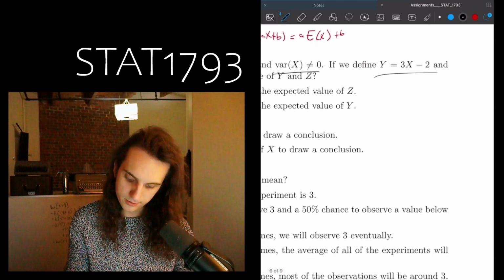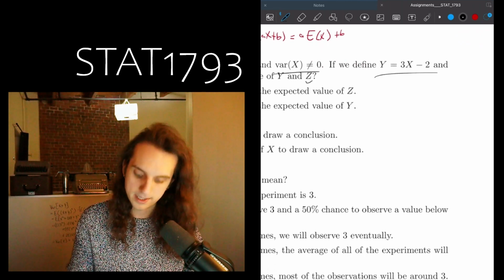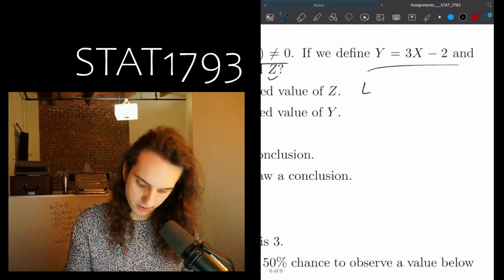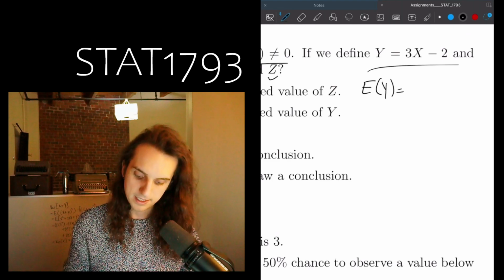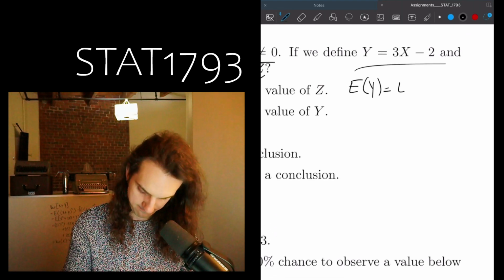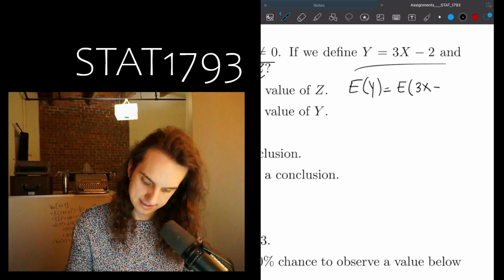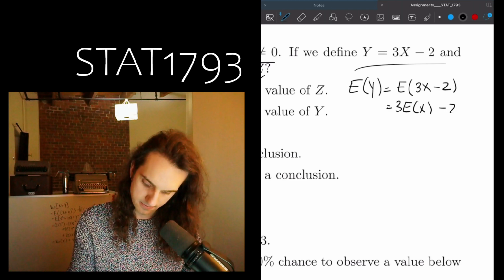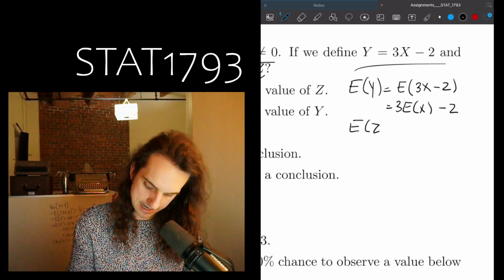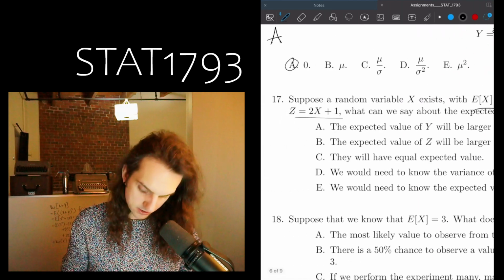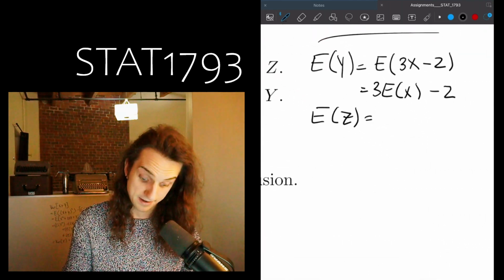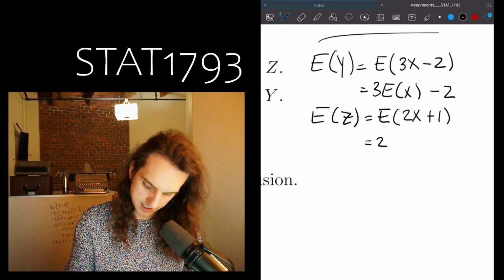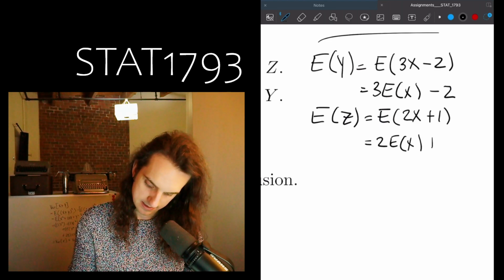Well, in this case, we can actually work this out, right? Or sorry, y and z, not y and x. So the expected value of y is going to be the expected value of 3x minus 2. Right, this is ax plus b. So that's 3 times the expected value of x minus 2. And z is 2x plus 1, so the expected value of z is 2 times the expected value of x plus 1.